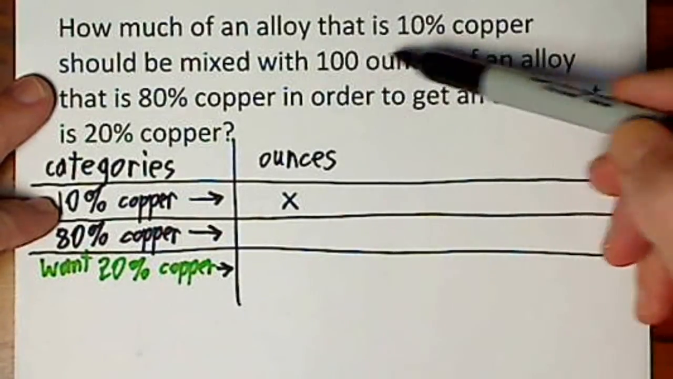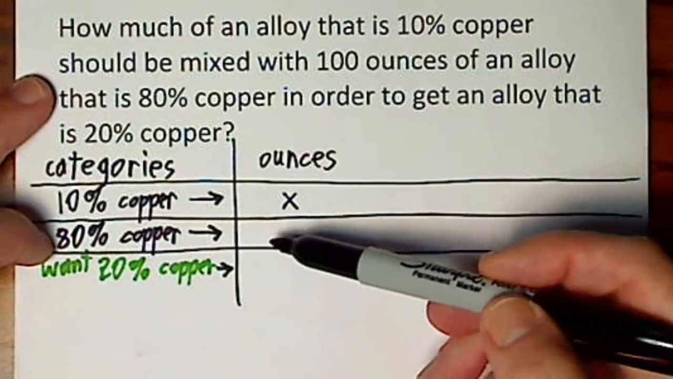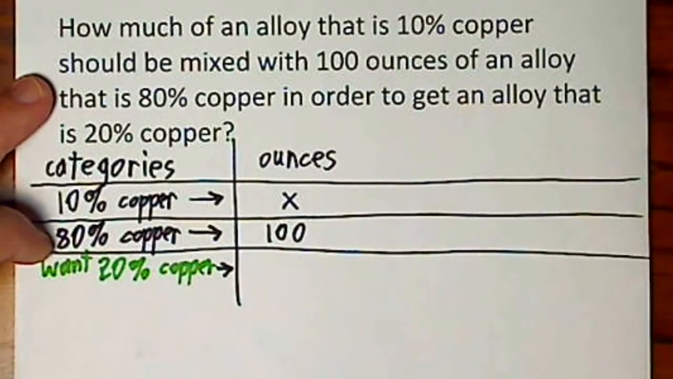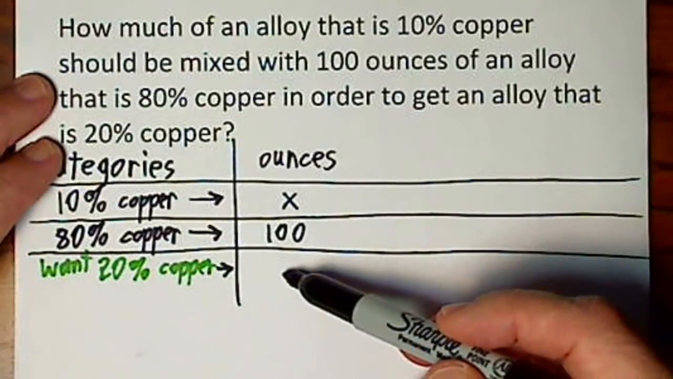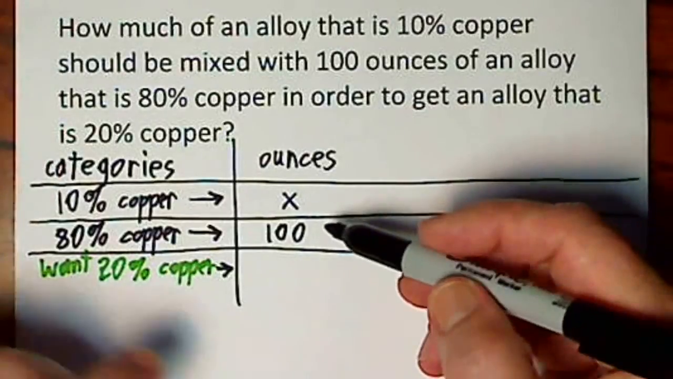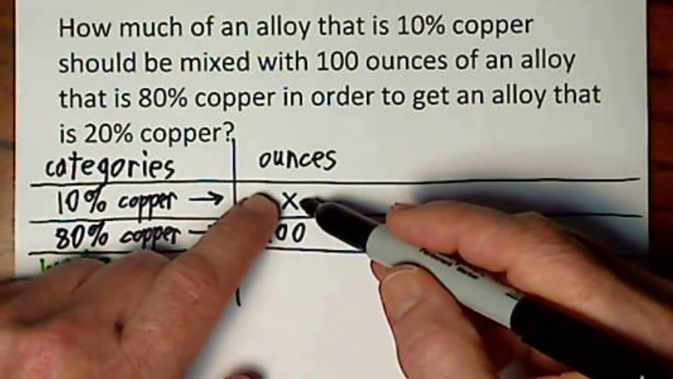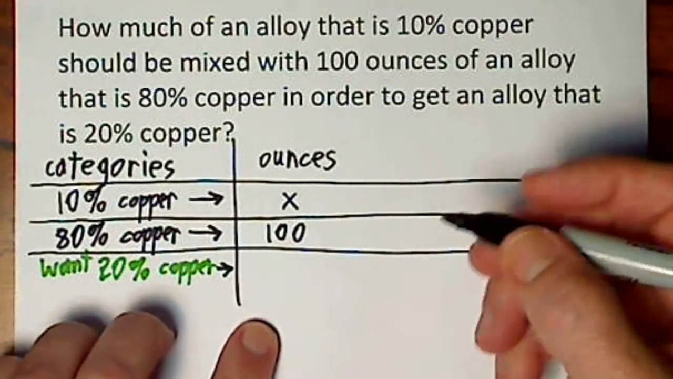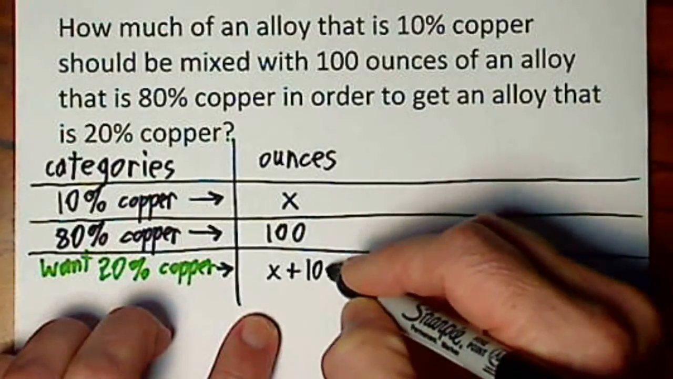Should be mixed with 100 ounces of an alloy that is 80%. So we're going to have 100 ounces here in order to get an alloy that is 20%. So we're going to start with 100 ounces and we're going to add some unknown number of ounces to get our 20% copper. So that's going to be X plus 100.